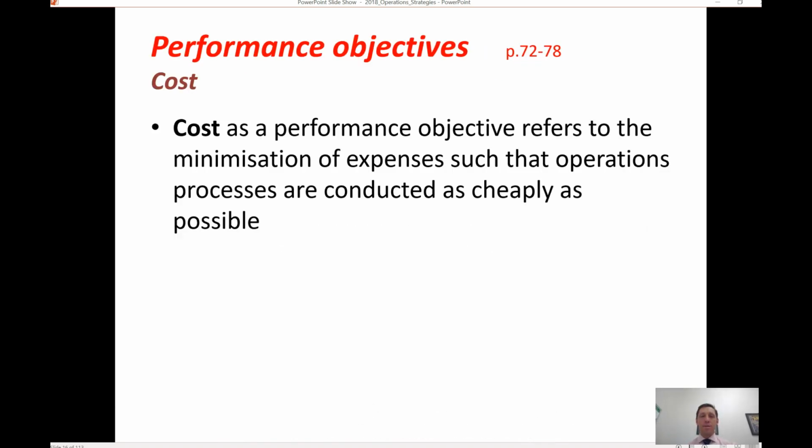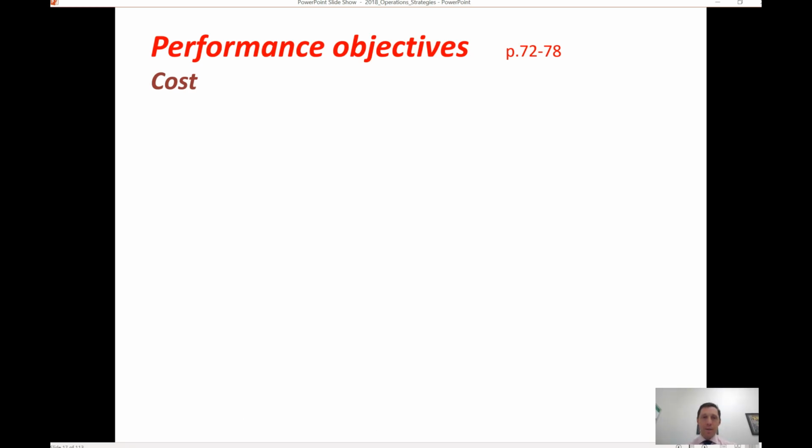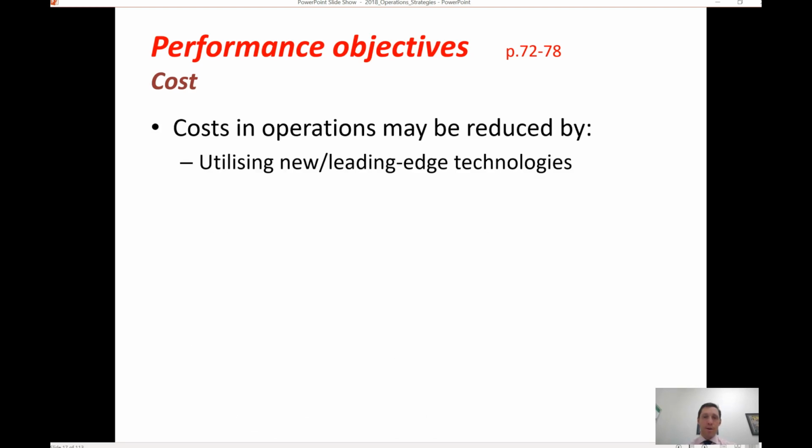Lastly, we've got cost, and as a performance objective, that's really talking about the minimisation of expenses, so that the operations processes are conducted as cheaply as possible. So minimising costs, trying to achieve economies of scale, but ultimately trying to reduce the costs of producing that particular product. The cost of operations often determines the price, so reducing the cost will reduce the price that the business needs to or does charge for that particular product.